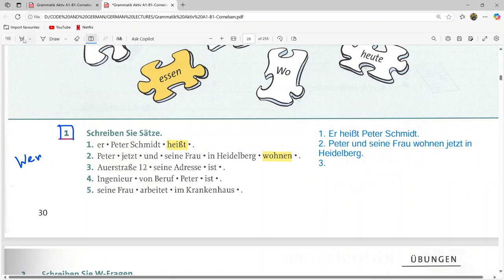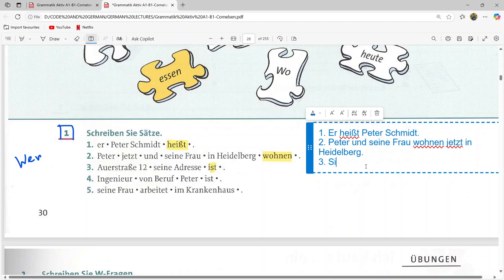Next one, what is the verb? We have to find out. Our Strasse, Zolf, this is not the verb. Seine Adresse, this is not the verb. Ist, it is the verb. Okay, so whose address is this? Seine Adresse, so his address. So let us fill up. Seine Adresse ist our Strasse, Zolf, like this.